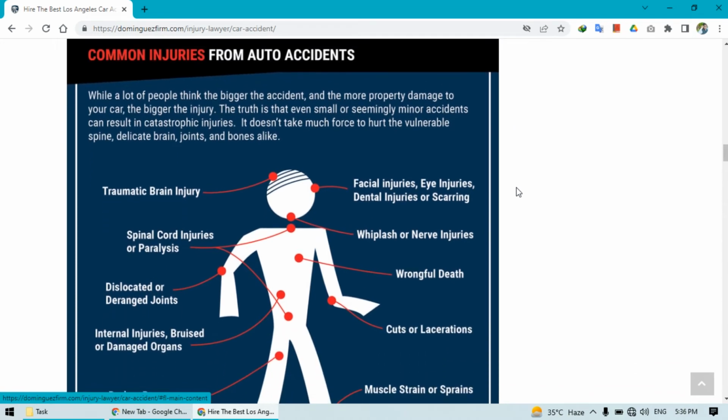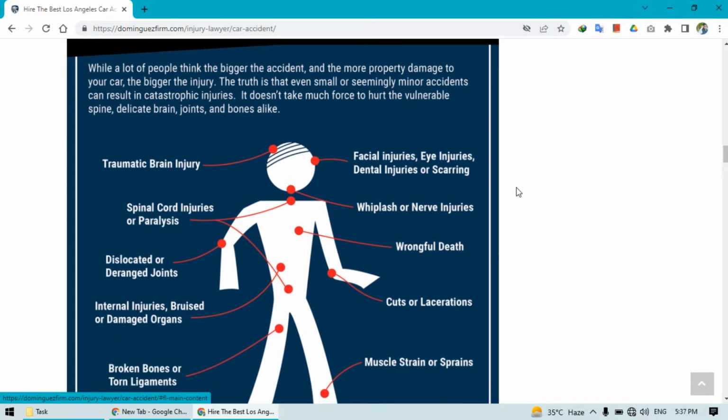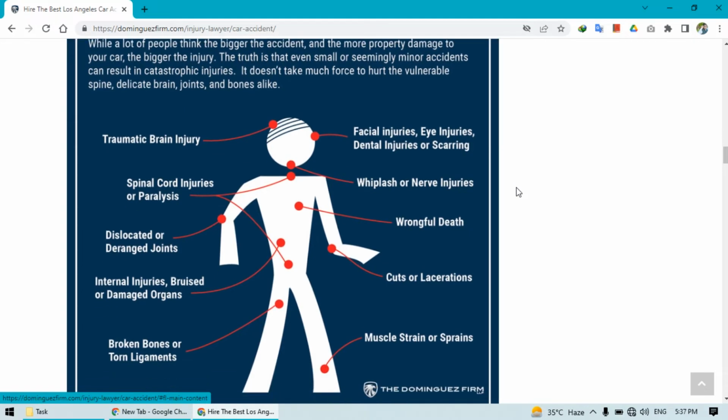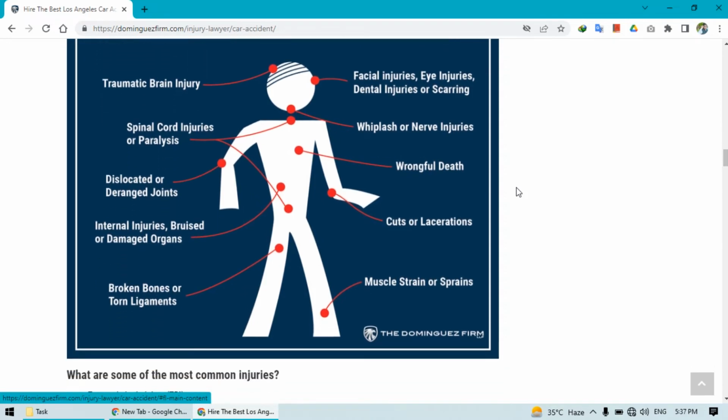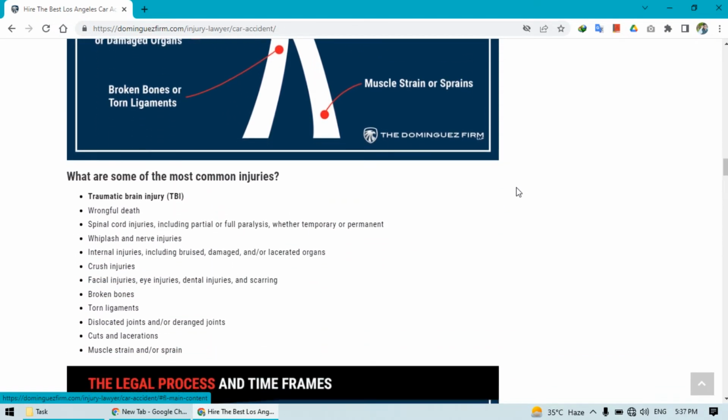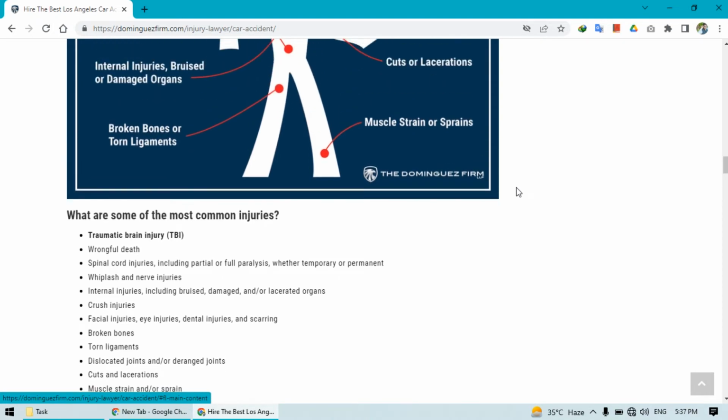Common injuries from auto accidents are traumatic brain injury, facial injury, eye injuries, dental injuries, or scarring, whiplash or nerve injuries, spinal cord injuries or paralysis, wrongful death, cuts or lacerations, muscle strain or sprains, dislocated or degenerative joints, internal injuries, bruised or damaged organs, broken bones or torn ligaments. So these were some common injuries.